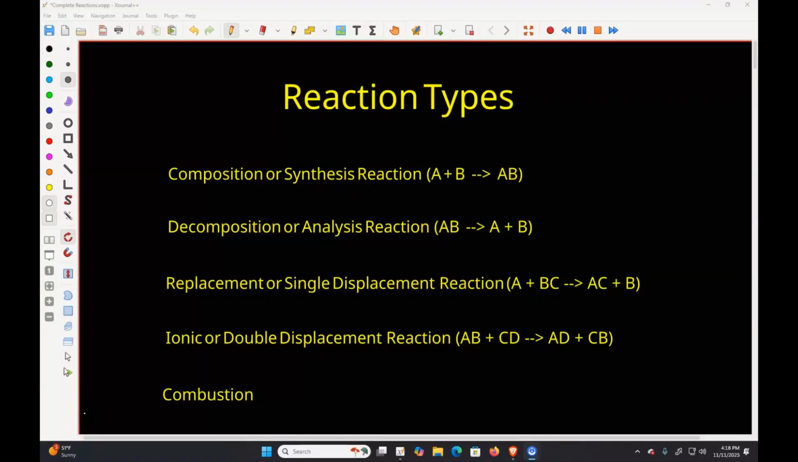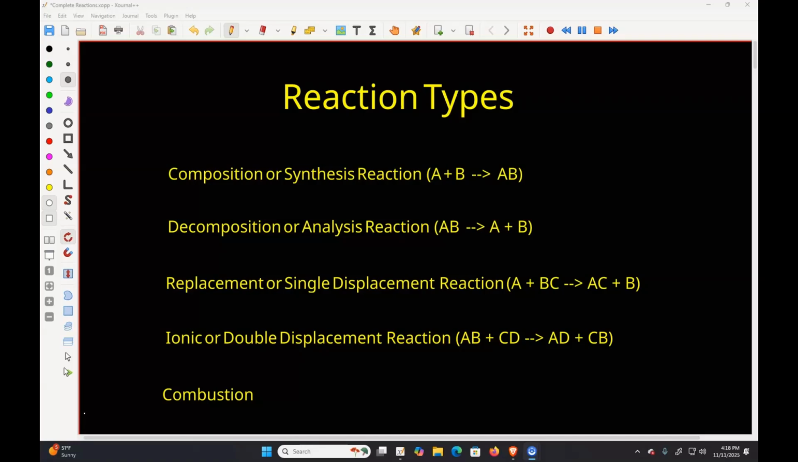Today we're diving into an important skill in chemistry called completing chemical reactions. Whether you're just starting out or brushing up before a big test, this lesson will help you recognize reaction patterns and predict the products with confidence.